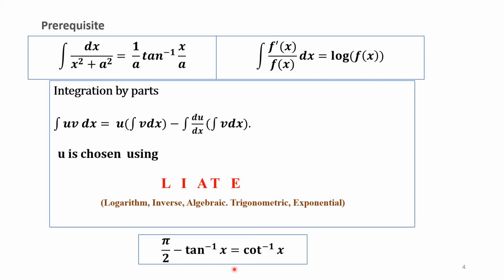So these formulas you are supposed to know before starting with this division by t property, because division by t property is integration of f of s. So we'll be making use of these integration formulas to calculate the integration. So one is dx upon x square plus a square, which is tan inverse. F dash of x upon f of x is log, the uv rule, and then pi by 2 minus tan inverse of x is cot inverse of x.